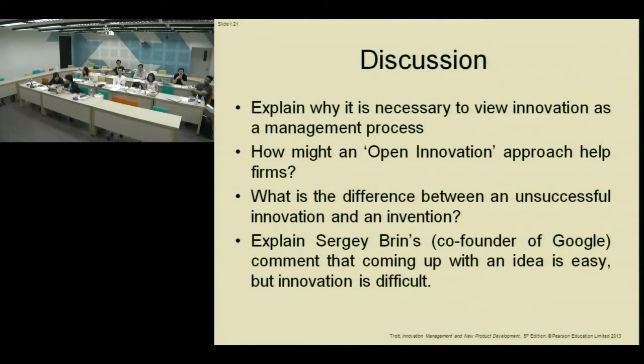Okay, so the first question is how the iPod is actually helping Apple to achieve increased sales of its range of micro personal computers. What do you think?